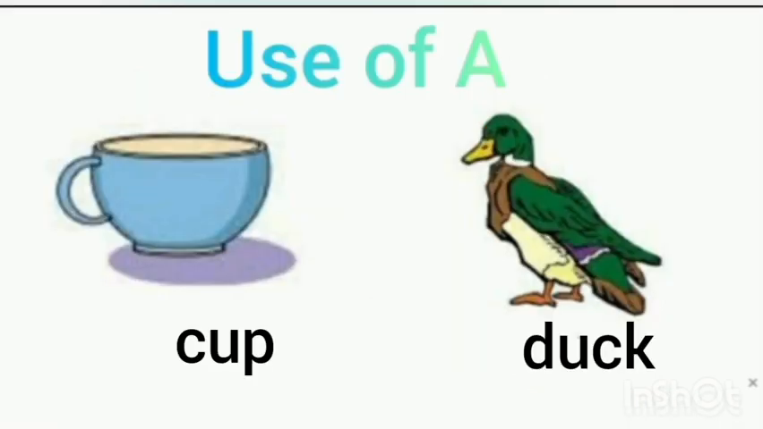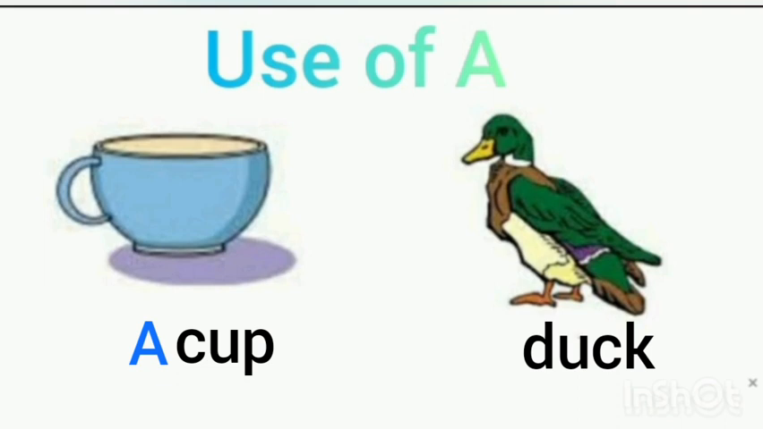Look at the first picture. What is this? This is a cup. The spelling of cup is C-U-P, cup. The first letter of word cup is C. C is consonant. So we will write A with it.